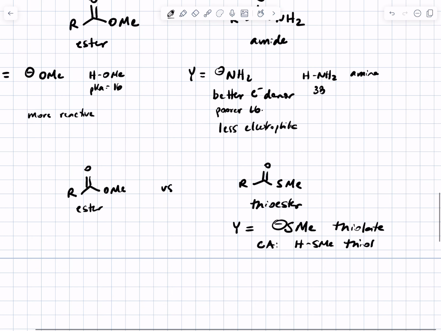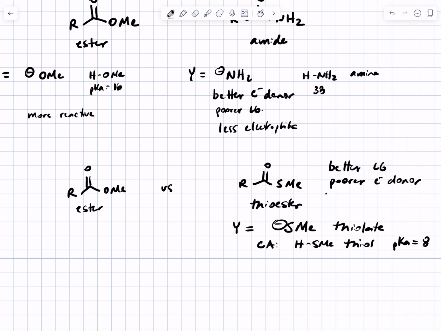If you look up the pKa for a thiol on the table that I gave you last time, or that would be in your text or on an exam, pKa is 8. So, who has the better leaving group, the thioester or the ester? Thioester does, right? So therefore the thioester, having a better leaving group, also having a poorer electron donor, should be more electrophilic. All right. And that's true.